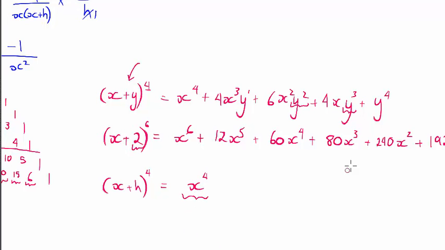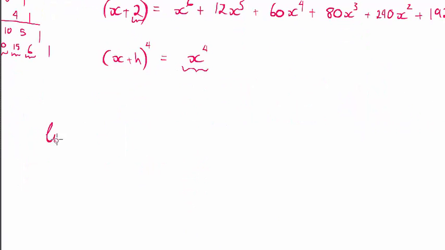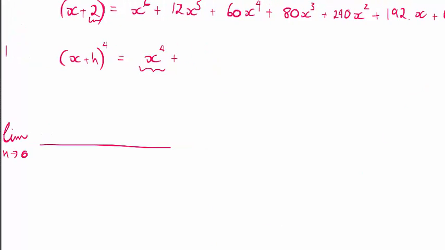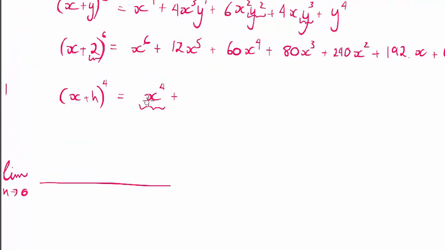So if he doesn't have an h, he must cancel out with the other side. Okay? The next term will have an h in it. 1h, x to the power of 3h. It doesn't matter now what's in front there for now. Okay? He will have an h in it.